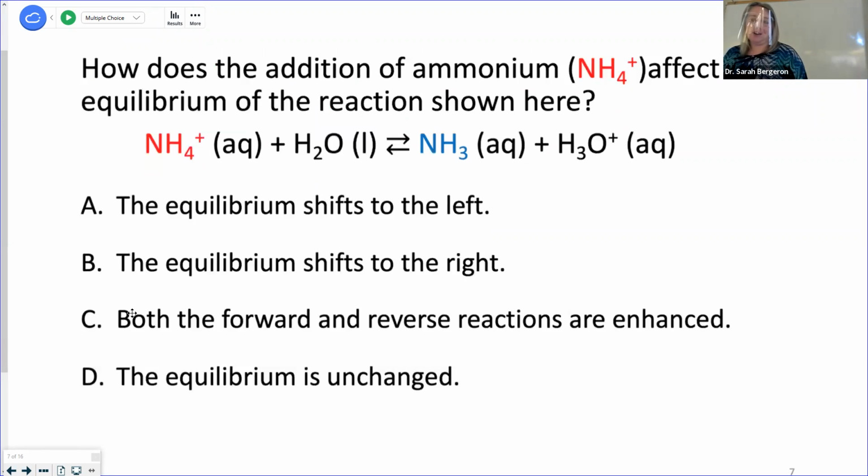pretty good. All right, now this is what we did in class so much Tuesday. I always want to say yesterday. So how does the addition of NH4 plus, and look, I highlighted it for you, NH4 plus affect the equilibrium of the reaction shown? So you tell me what happens when we add ammonium. So remember, you can jot down, we do this, the reaction does that, and the product is.